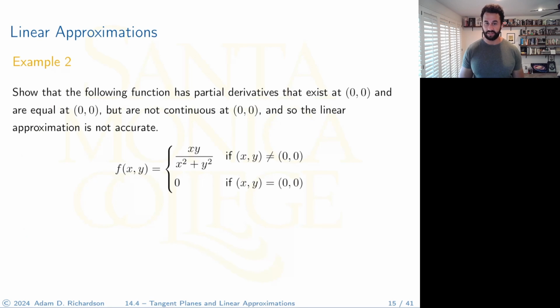So consider the following example. We are going to show that the following function has partial derivatives that exist at the origin and that they are equal at the origin, but that those partial derivatives are not continuous. And then we're going to see that the linear approximation these would give is not accurate. So we're going to see an example of failure here. Here's the function: x times y over x squared plus y squared, as long as you're not at the origin, and 0 if you are at the origin.